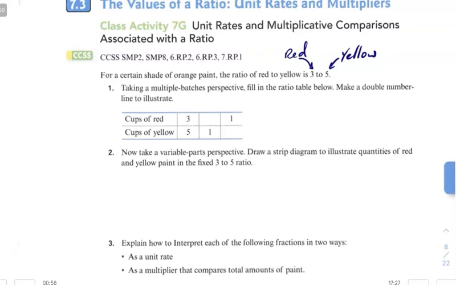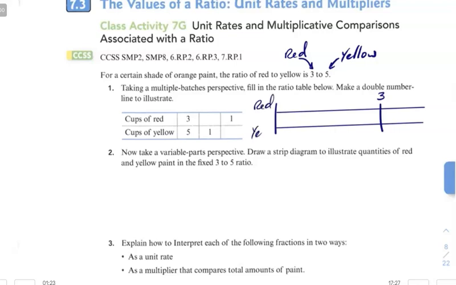Now, let's take the multiple batches perspective. So let's say we make a batch that is 3 cups of red and 5 cups of yellow. Could we create a number line where that is quite visible? Okay, so 3 cups of red and 5 cups of yellow. That's a particular recipe that you need to make 8 cups of this orange paint.